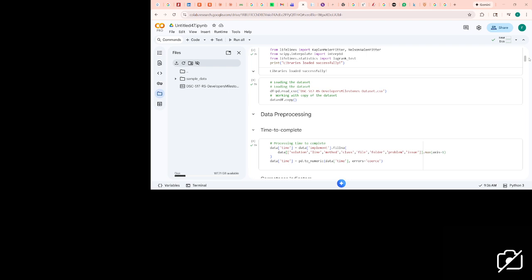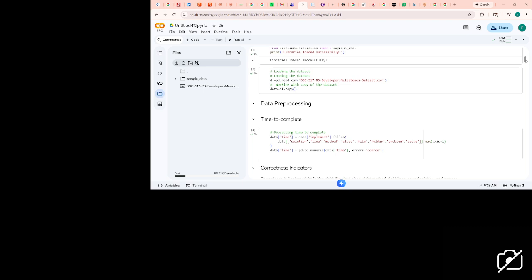feature called time, based on implement, where we used various metrics to measure completeness of tasks, taking the maximum of those metrics to measure time to complete.